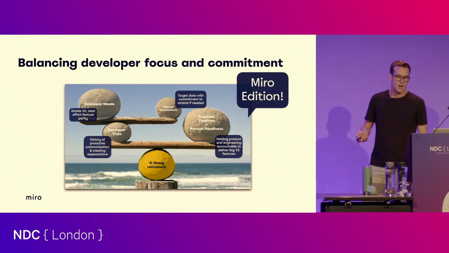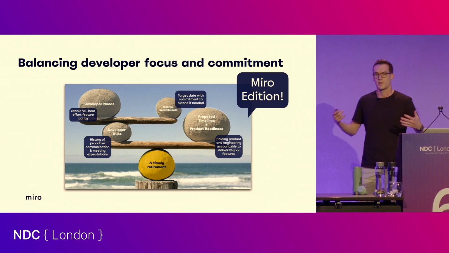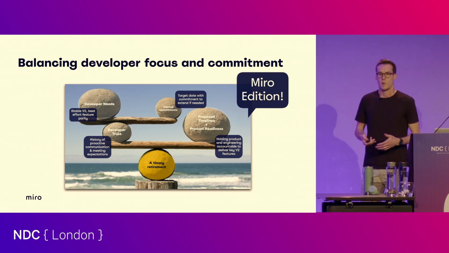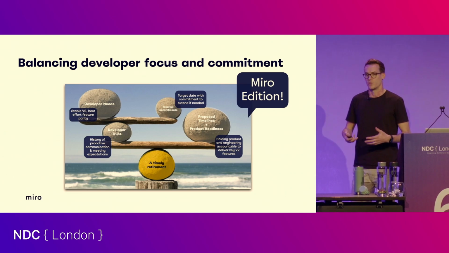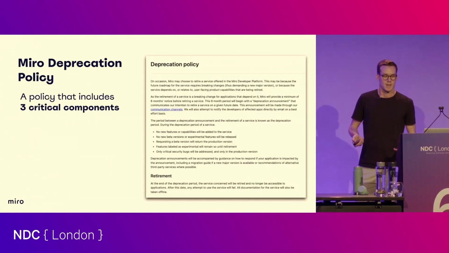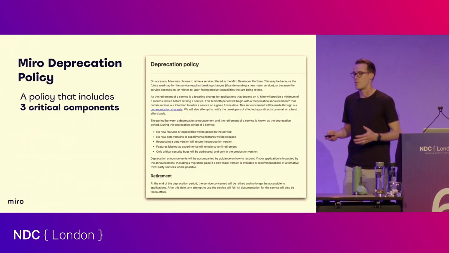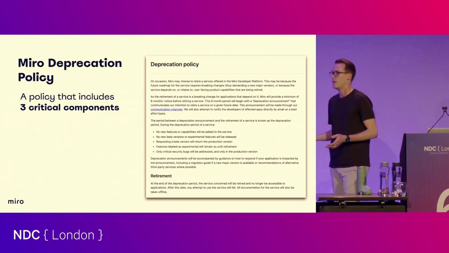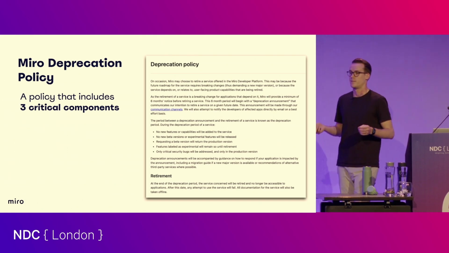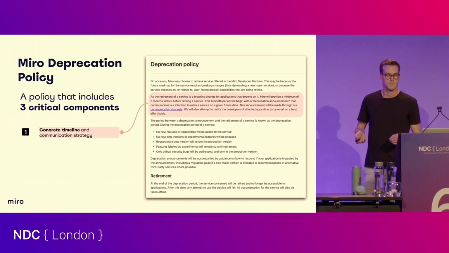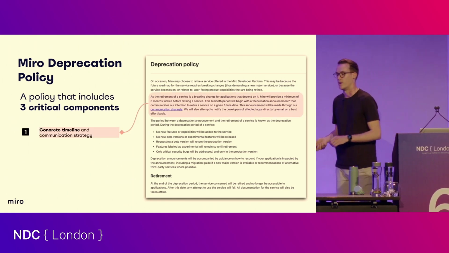So now I'll cut to the public deprecation policy that we came up with at Miro, which really grounds the strategy that we've taken. There are a few different components that I want to call out specifically, but there are three that I think are the most important. The first is a concrete timeline.